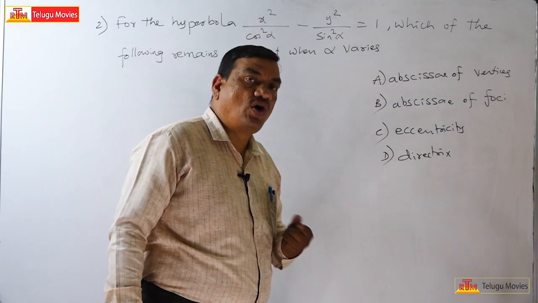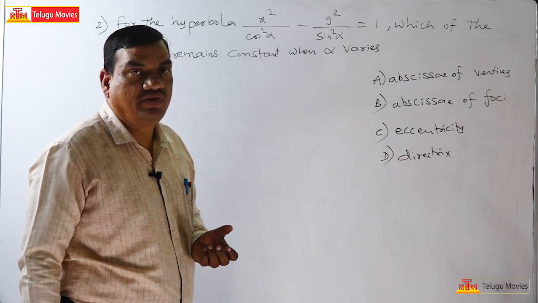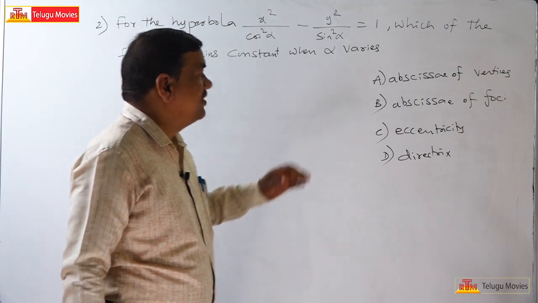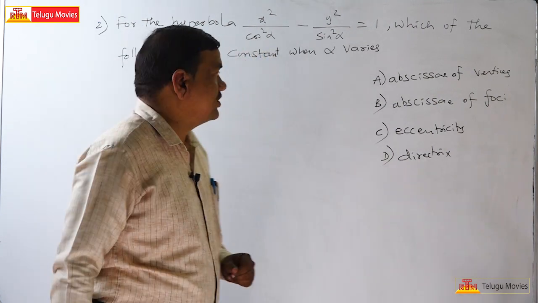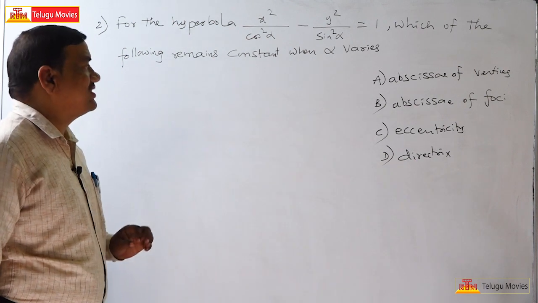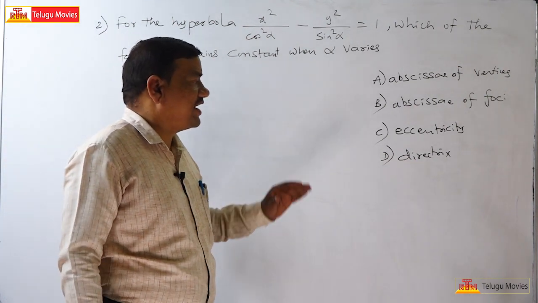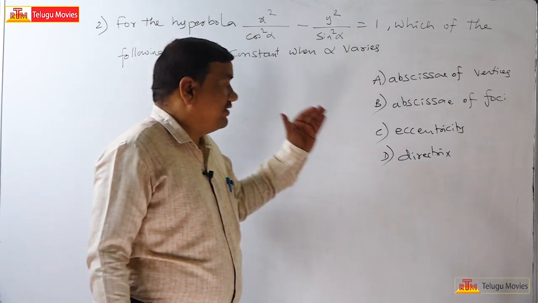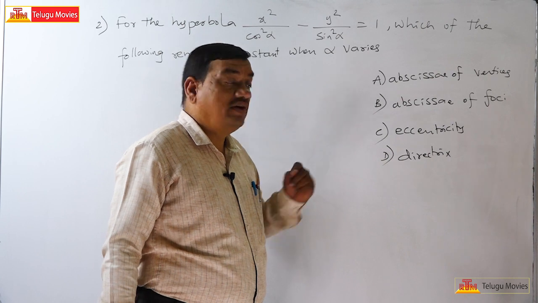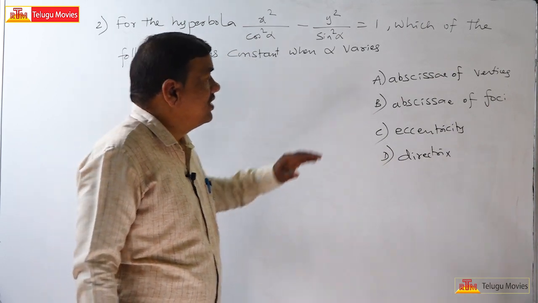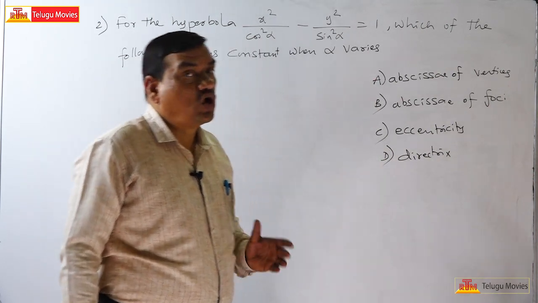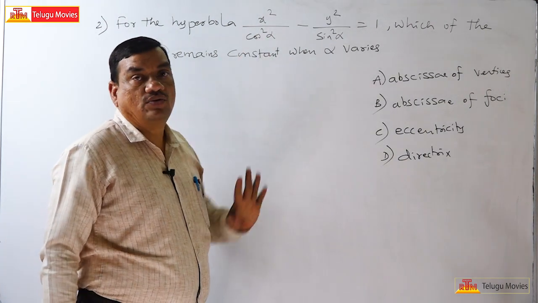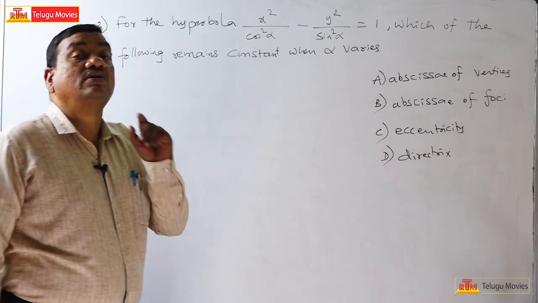What are the options? Abscissa of the vertices, that means the x coordinate of the vertex; abscissa of the foci, that means the x coordinate of the foci; eccentricity; or directrix. Which remains constant when alpha varies? Actually all these four are variable quantities. The equation of the directrix will change, the value of the eccentricity will change, and the x coordinates of the foci and vertices will all change depending upon the alpha value. But he is asking which remains constant.